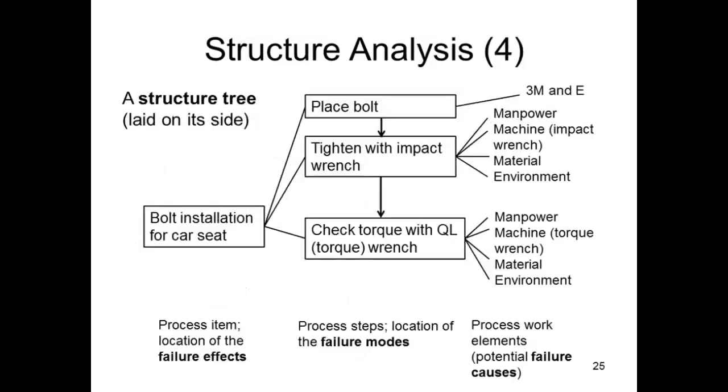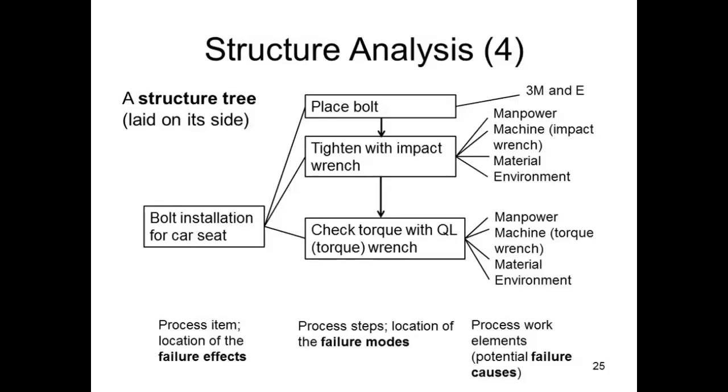Now I turn this into a structure analysis based on the AIAG FMEA manual to simply illustrate what the FMEA manual wants us to do. The process item is the bolt installation for the car seat, and that is what the process is supposed to accomplish. It's supposed to bolt the back of the car seat to the horizontal part of the car seat.